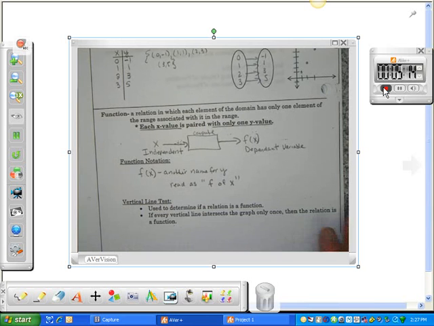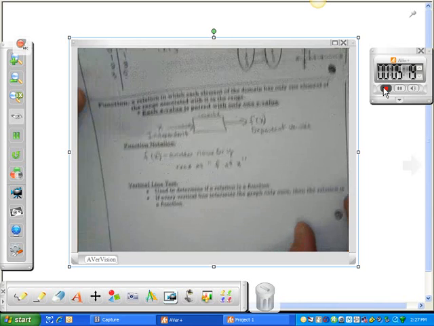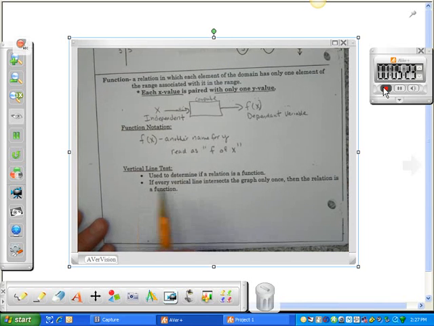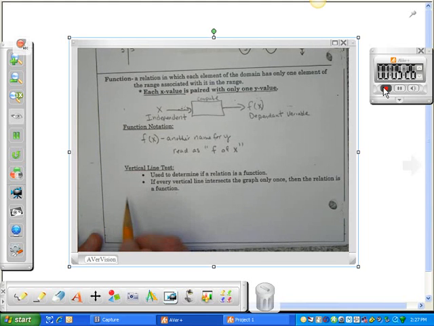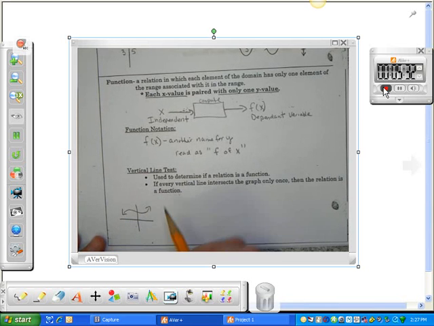Now, you can tell if a relation is a function or not in a graph by using the vertical line test. So let's draw a couple sample graphs here. If we have a little graph that looks like this, a vertical line test is when you take a vertical line and go through it at any point, and your line will only hit the function in one place at a time. So this is a function because it passes the vertical line test.